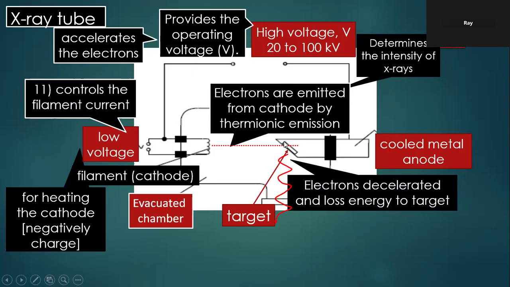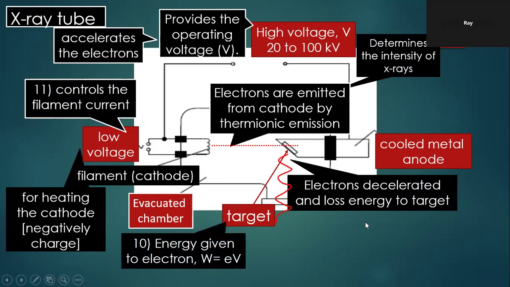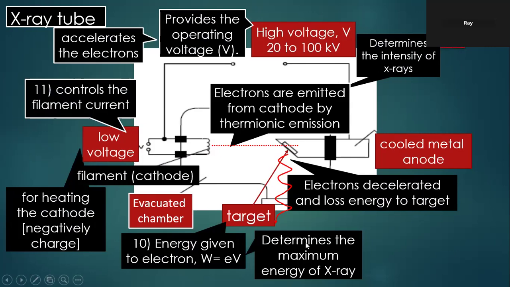Electrons decelerate, right? They interact with the target, decelerate and lose energy to the target. As usual, you need to remember this formula. Energy given to the electron is accelerated by a potential. That's your accelerating potential, and there's the charge of the electron. This gives the energy given to the electron, and this determines the maximum energy of X-ray that can be produced.